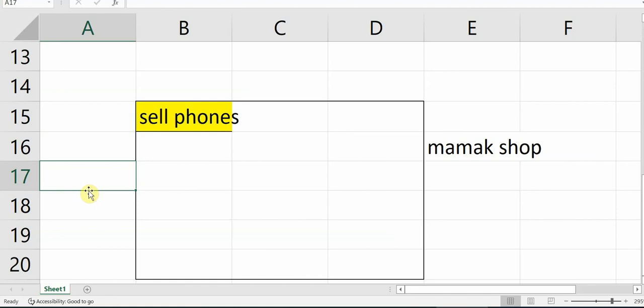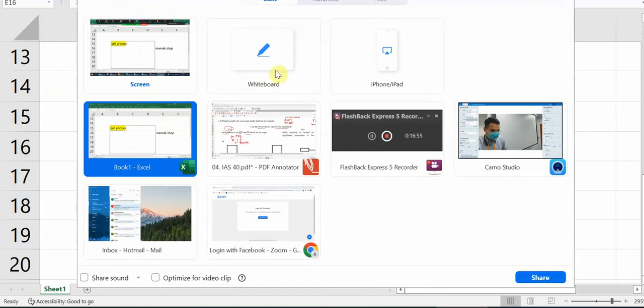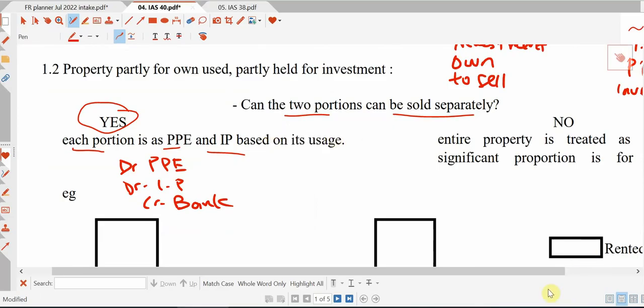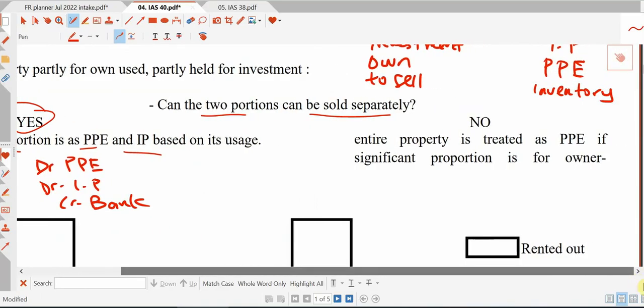That's all. Alright. So in this case, the mama shop, some area for own use, some area to rent out, but the portion cannot be sold separately. So we come back here. If it is a no here, cannot be sold separately, then we will account for the whole thing as 100%. Entire property is treated as PPE.